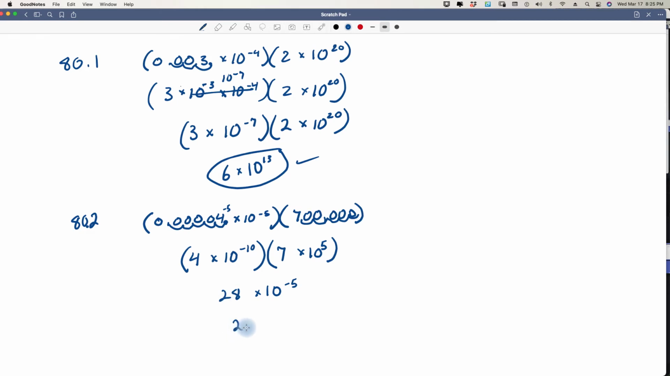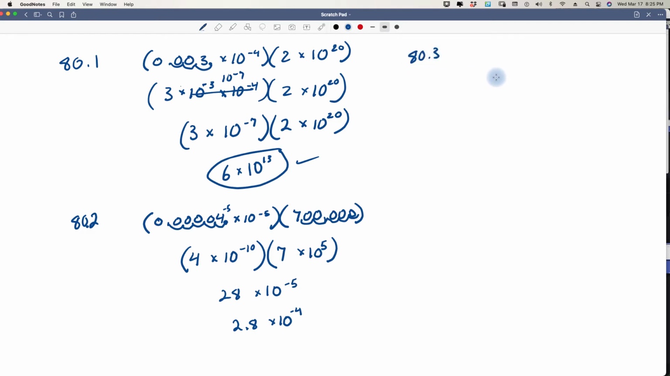So we're going to make this 2.8 times 10, and because we moved it forward, we're going to add a positive 1, so it's going to be a negative 4. Okay. Let's do 80.3. I think we can get it all on the same page.